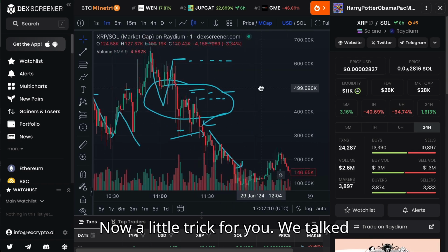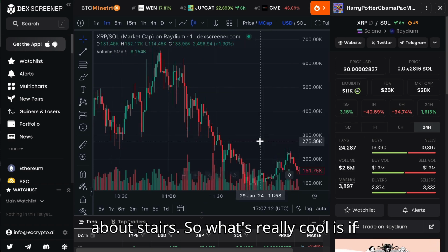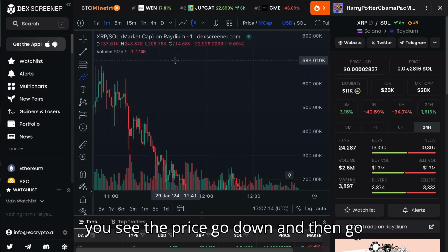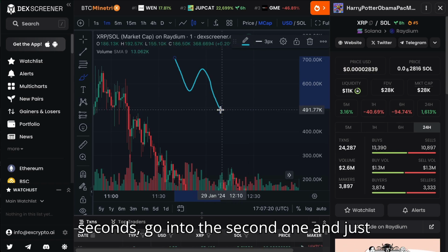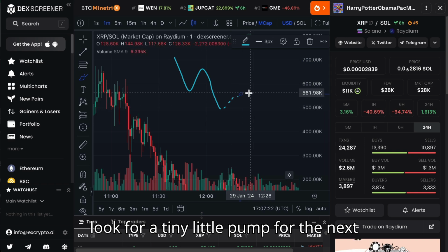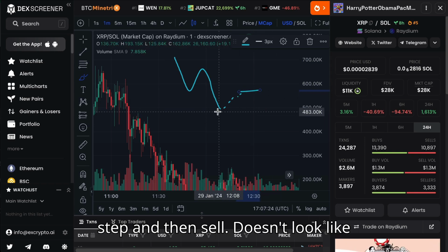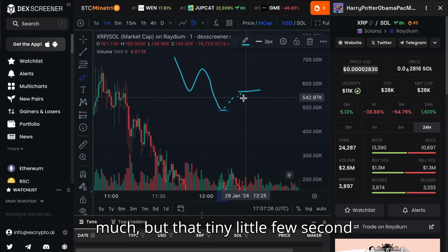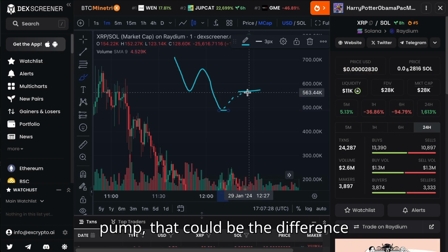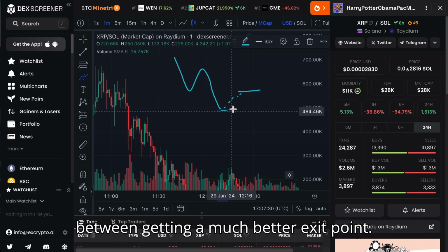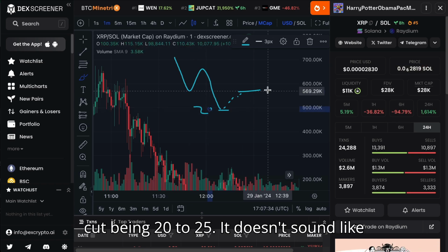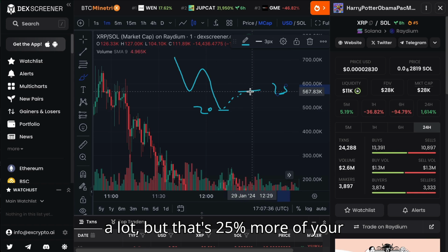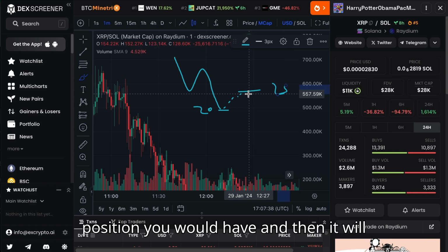Now, a little trick for you. We talked about stairs. What's really cool is if you see the price go down and then go down again, you can wait a few seconds, go on to the second one and just look for a tiny little pump for the next step and then sell. It doesn't look like much, but that tiny few-second pump could be the difference between getting a much better exit point. That could be a difference of the market cap being 20 to 25. It doesn't sound like a lot, but that's 25% more of your position you would have.